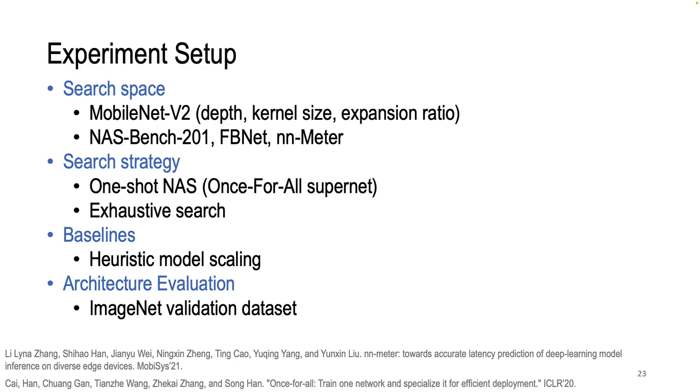For experiment setup, we consider several search spaces including MobileNet v2, NASBench 201, FBNet, and HW-NAS-Bench proposed in a recent paper. For the MobileNet v2 space, we perform a one-shot NAS search strategy with evolutionary search, and a supernet provided by Once for All. For search spaces whose candidate models have released accuracy and latency measurements like NASBench 201, we perform exhaustive search alternatively. Our baseline for one-shot NAS experiment is heuristic scaling inspired by MnasNet and EfficientNet. The searched architectures are evaluated on the ImageNet validation dataset for accuracy.